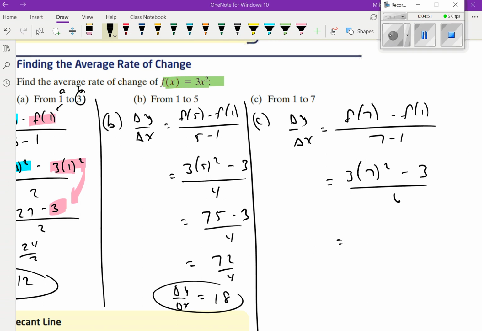So let's see, we got 3 times, in this case, 49, minus 3 all over 6. Now, if this was 3 times 50, that would be 150, but I'm 1 off of 50 3 different times. So I want to take 3 away from 150. So that's another way to do that calculation. That'd be 147 minus 3 over 6.